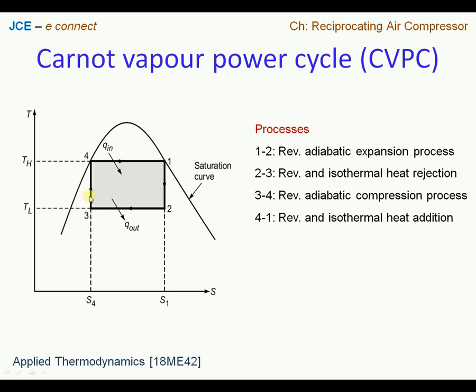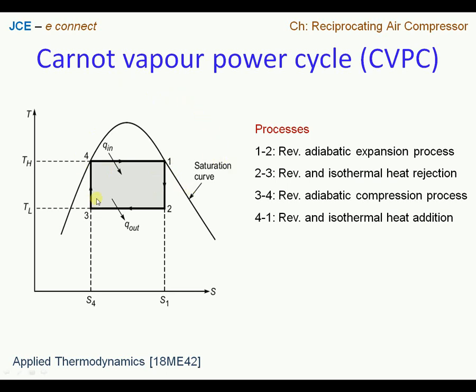Therefore we see that the Carnot cycle, though from an efficiency point of view it gives us the maximum result, practically we don't see this serving the purpose for a steam power plant. Now let us move forward and see what is the best cycle which can fit for a vapor power cycle.